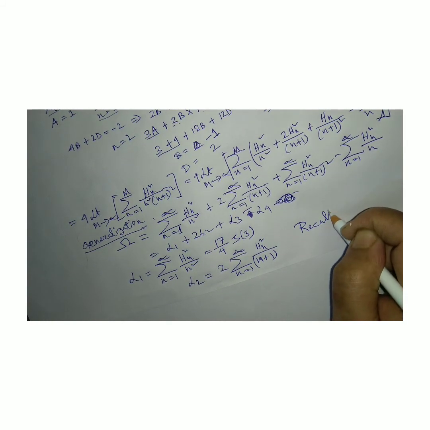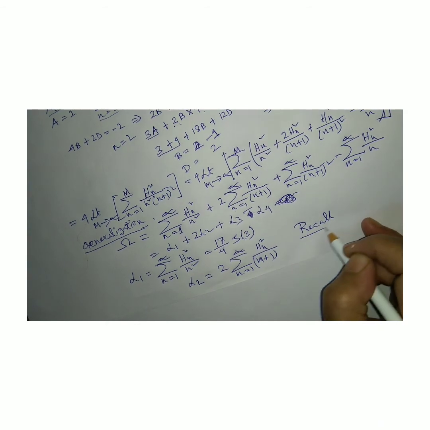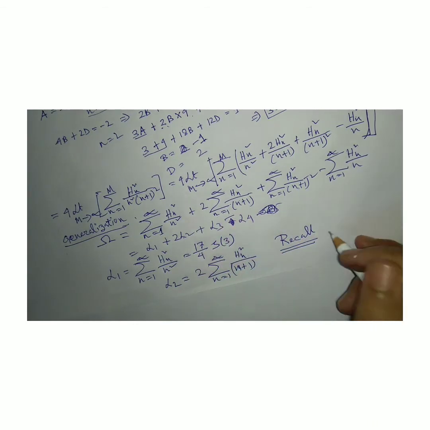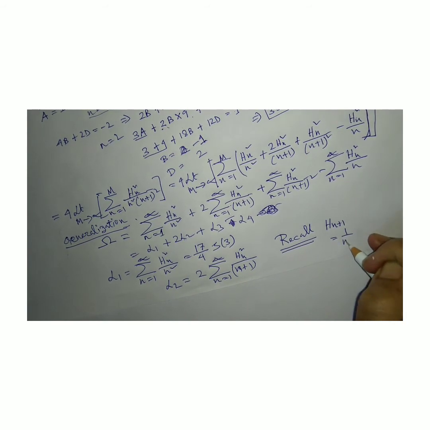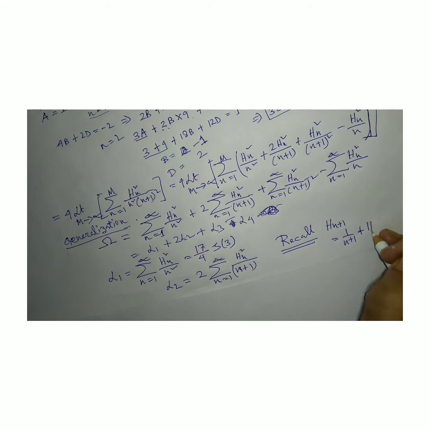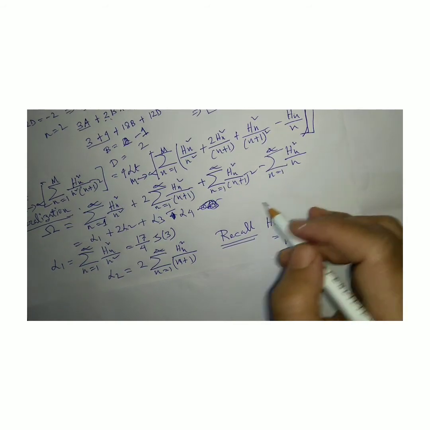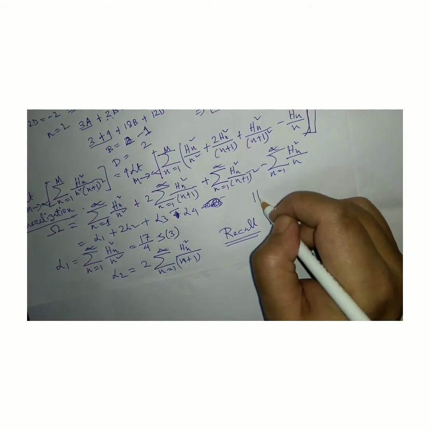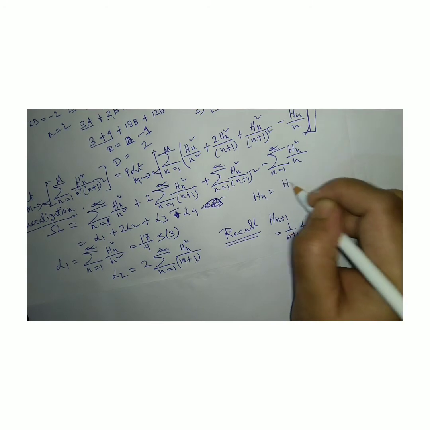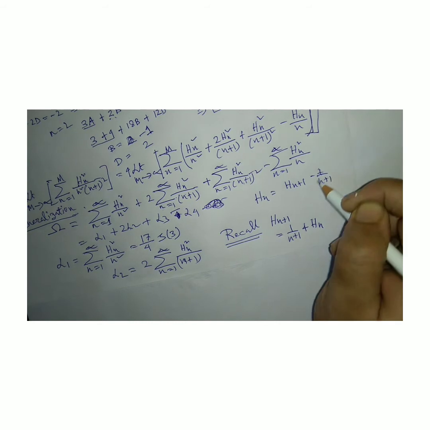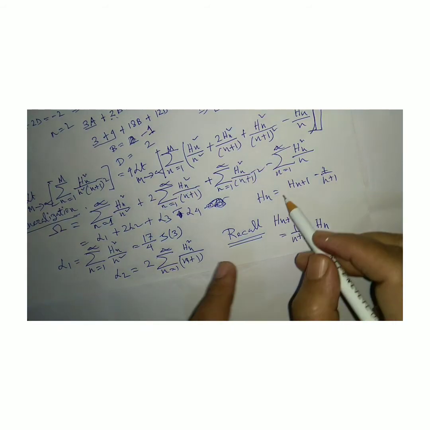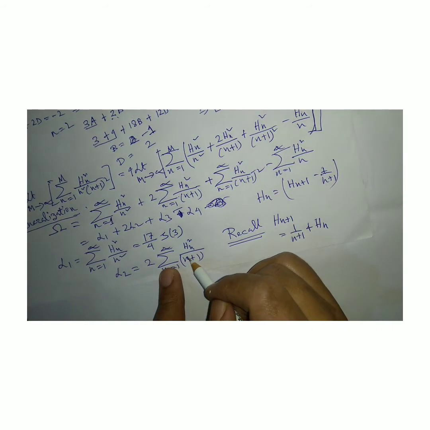Recall this formula. Which formula do you have to recall? The harmonic H n plus 1 is 1 by n plus 1 plus H n. This formula you have to remember. So I can write this formula as H n equals H n plus 1 minus 1 by n plus 1. I put this formula in here.